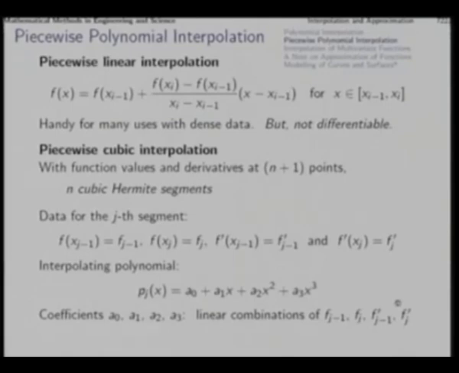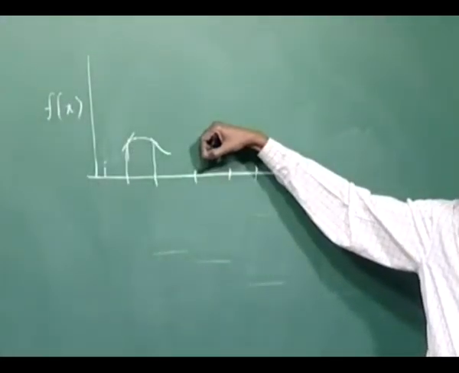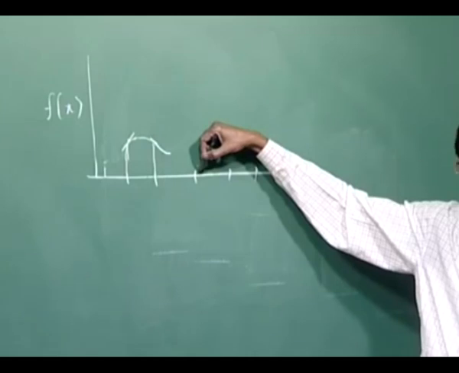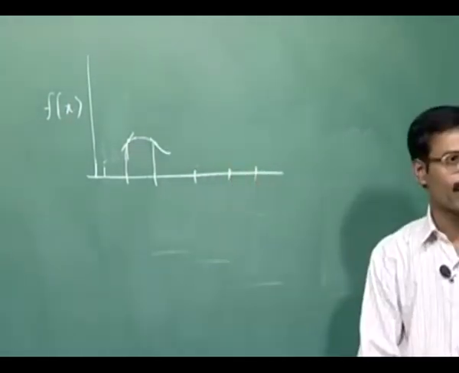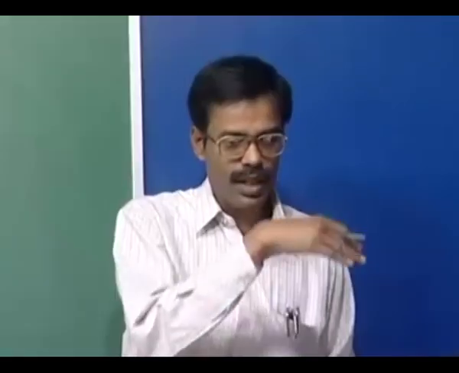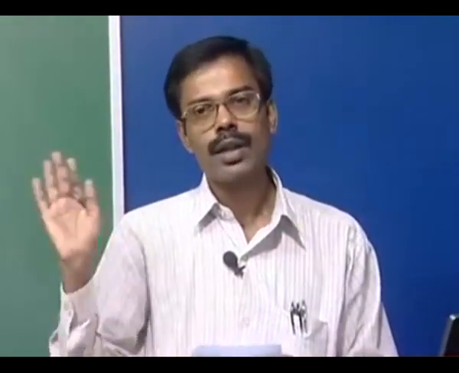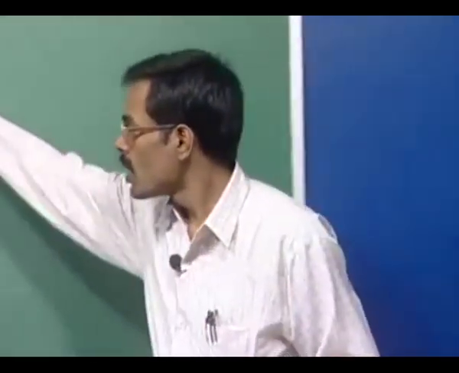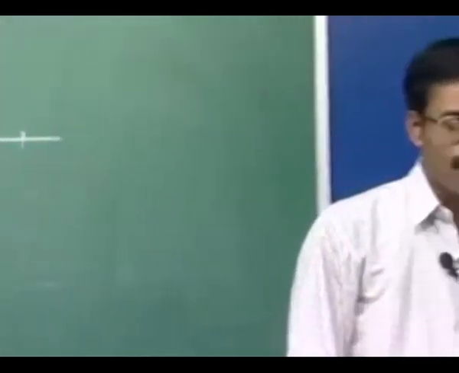Okay. And if the coefficients are linear combinations of these, then you will get a composite function which is C1 continuous at knot points. That means, at the junctions of the intervals they will have first order continuity, that is, the first order derivative is also continuous. In between the knot points, that is during the segment, of course it will have infinite order differentiability because they are single polynomials. It is the differentiability at the junctions which we are trying to establish. The differentiability in the interior of a segment is of course up to whatever order you want.